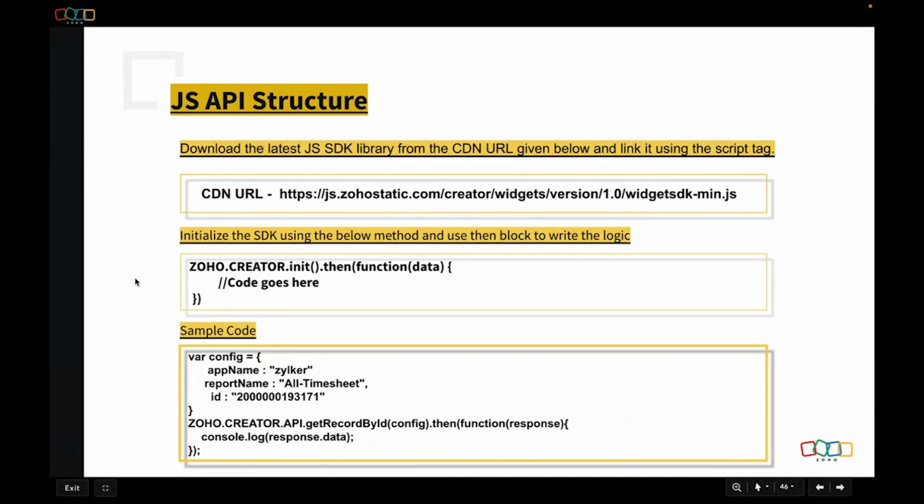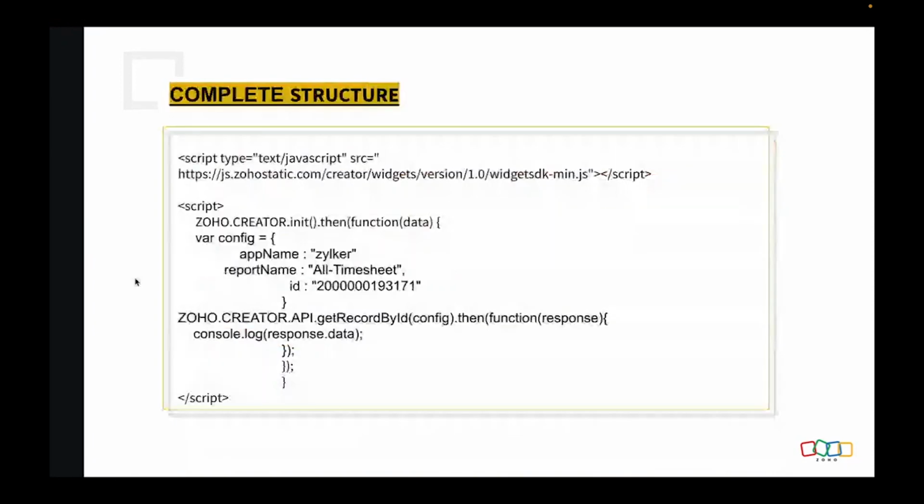Let me show you the complete structure of how this code combination looks. And this is the complete structure. So as mentioned, the JS SDK is downloaded using the CDN URL. This is just placed in the script tag and it's downloaded. Now as a next step, it has to be initiated. And this SDK is initiated here. And inside this, the get record JS API is triggered. This is the complete structure.